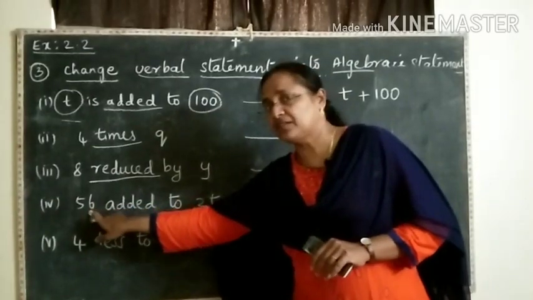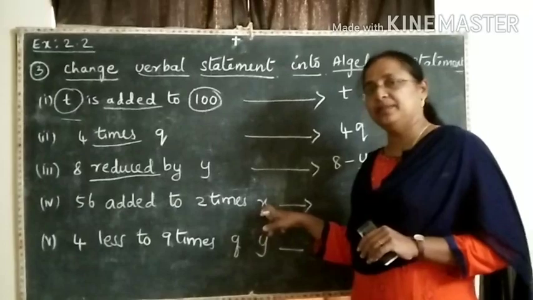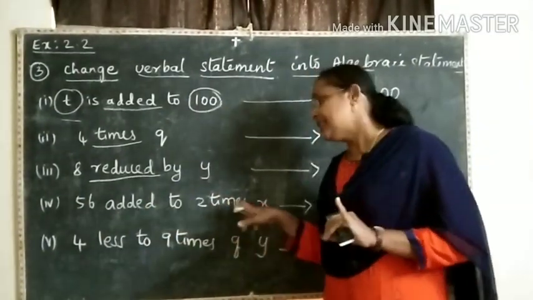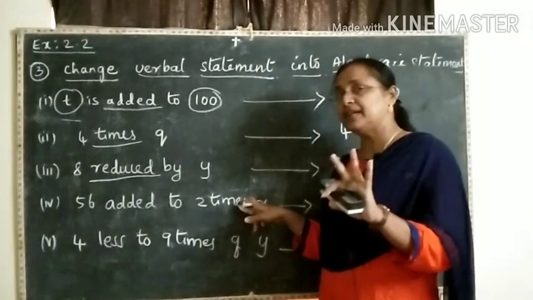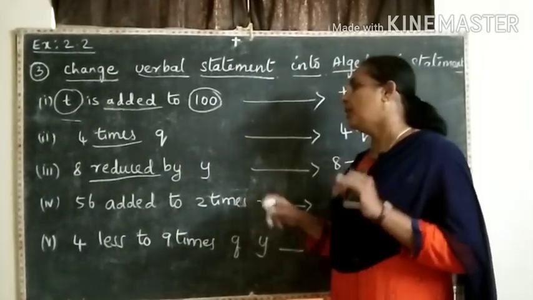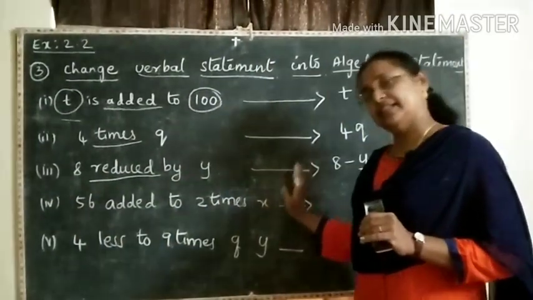Here 56 is one constant. 2 is one constant. X is a variable. Yes or no? And "added" is one arithmetic operation. "Times" is one more arithmetic operation. For "times" we have to use multiplication. Okay. Now we are going to put all these in an algebraic statement.